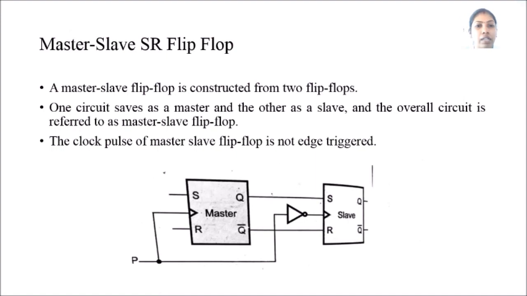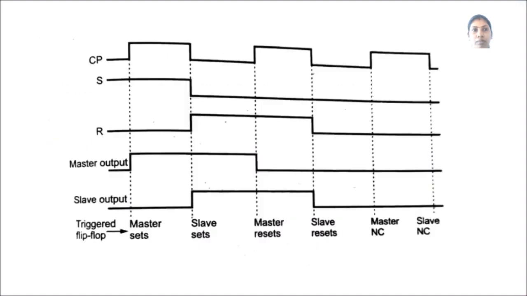You have the master slave SR flip-flop, and you also have the master slave JK flip-flop. In the master slave flip-flop, you have two flip-flops, one acting as a master and another acting as a slave. The clock pulse of the master slave flip-flop is not edge triggered. Only if the command is given by the master, then only the slave will do its function. In this diagram you can see that the master's output first gets set, and then only the slave will get set for the next clock pulse.